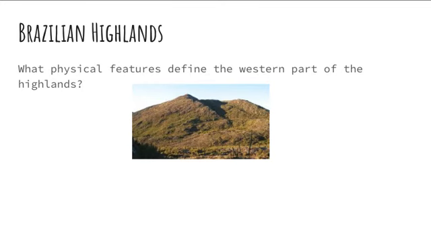What physical feature defines this western part of the highlands? South and east of the Amazon basin are the Brazilian highlands. This is mainly a region of rolling hills and an area of high, flat land called plateaus. These highlands are divided into western and eastern parts. The western part of the highlands is largely grassland that is partly covered with shrubs and small trees. Farming and ranching are the major economic activities in this part of the highlands.